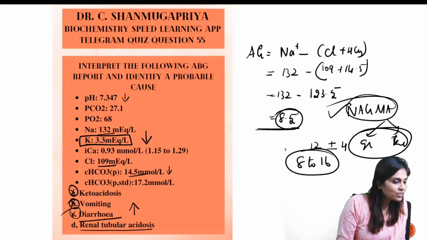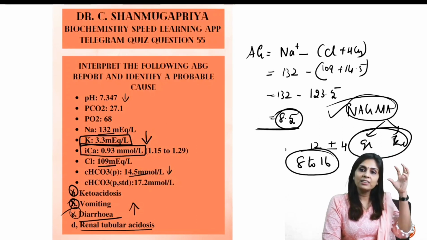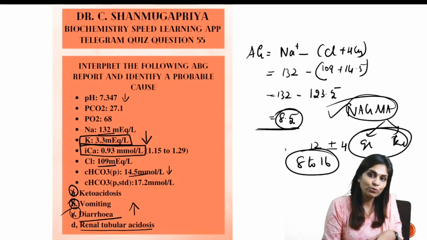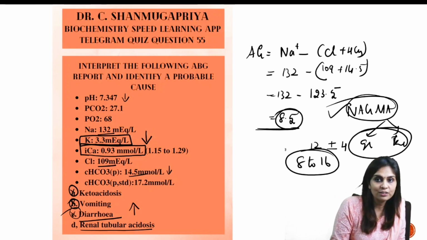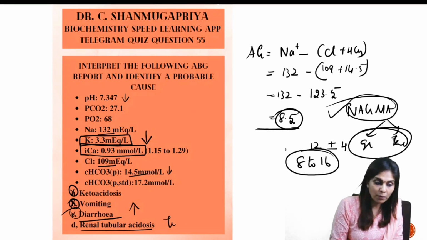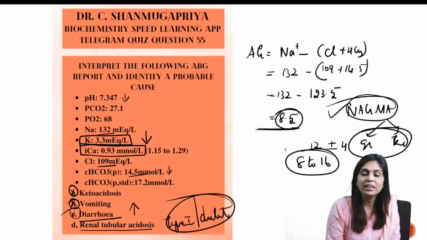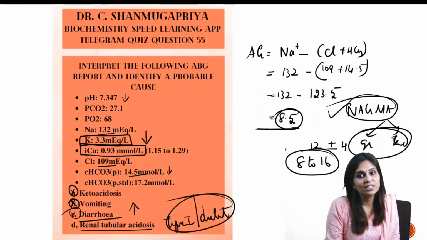And look at calcium value. Calcium value is low. Ionized calcium value is low, which means what has happened? Calcium has gotten excreted in the urine, probably causing nephrocalcinosis. That is why calcium value is low. So hypokalemia, hypocalcemia. So it is probably type 1 renal tubular acidosis or distal renal tubular acidosis. This is how you can arrive at a diagnosis if it's a form of metabolic acidosis.